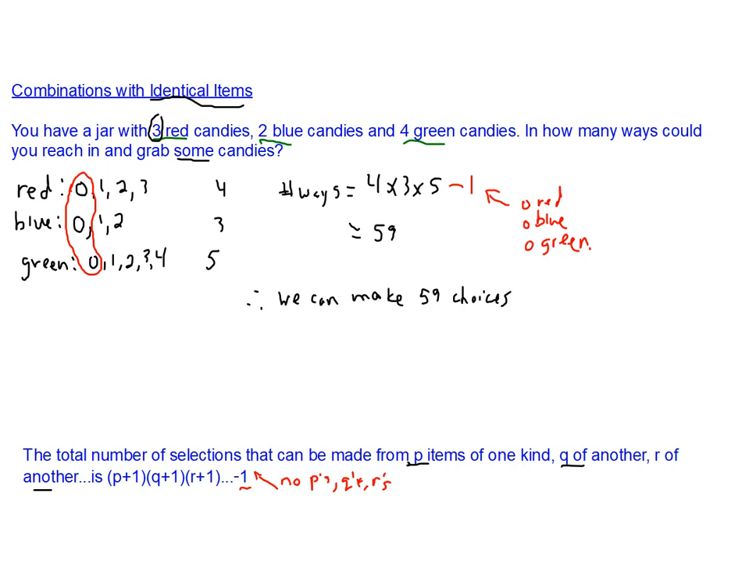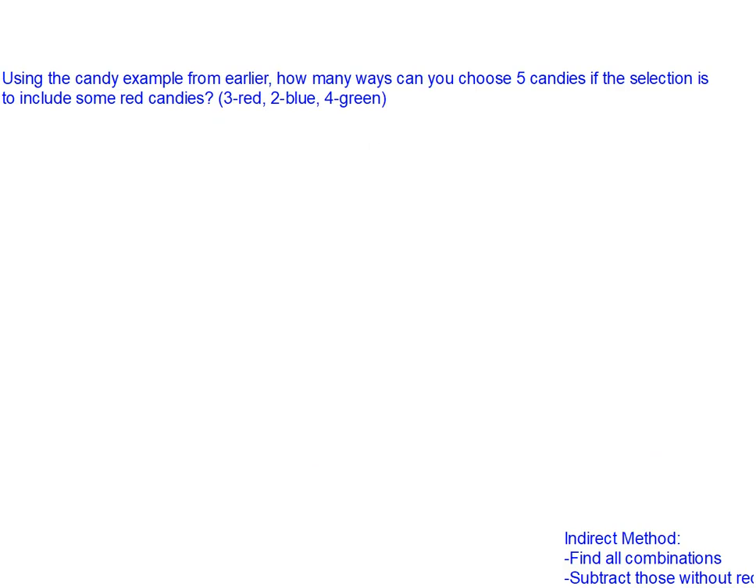All right, let's move right along. Let's change the question a little bit with the candies. So again, still using those same candies, the 3 red, 2 blue, and 3 green. So we'll just keep those numbers in mind. The question is asking us, how many ways can you choose 5 candies if the selection is to include some red candies. So we're going to make sure that we have some red candies. I'm going to do this 2 different ways.